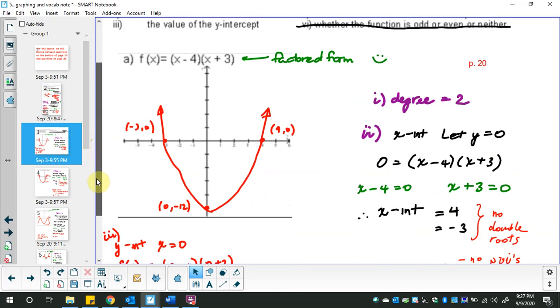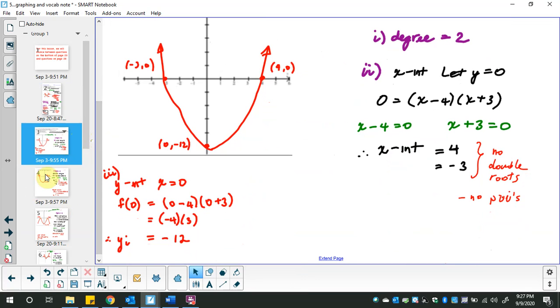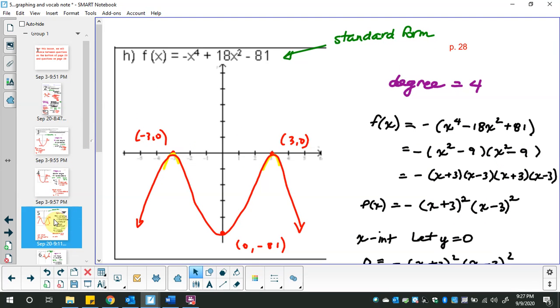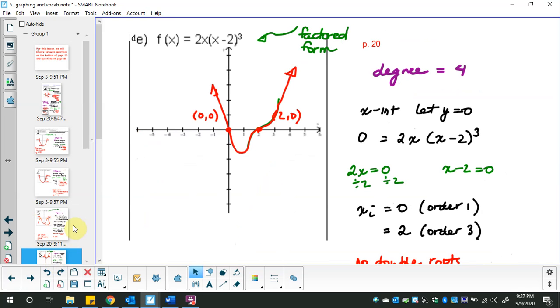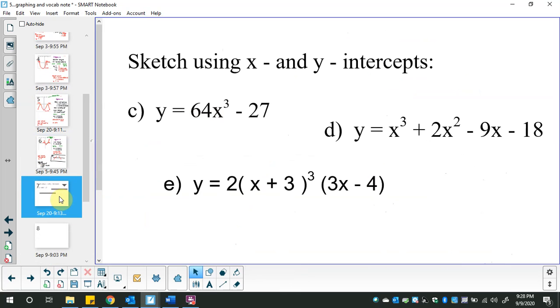I'll be coming back to this question to do end behavior. But for right now, we are looking at these 3 questions.